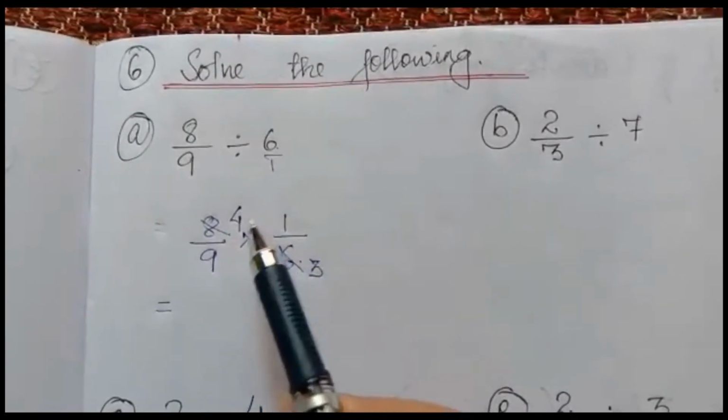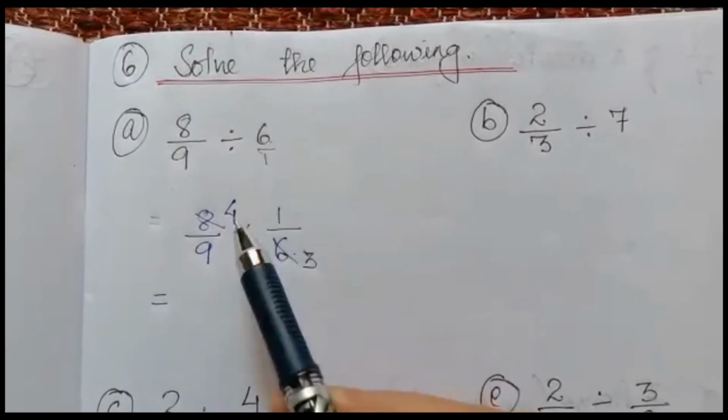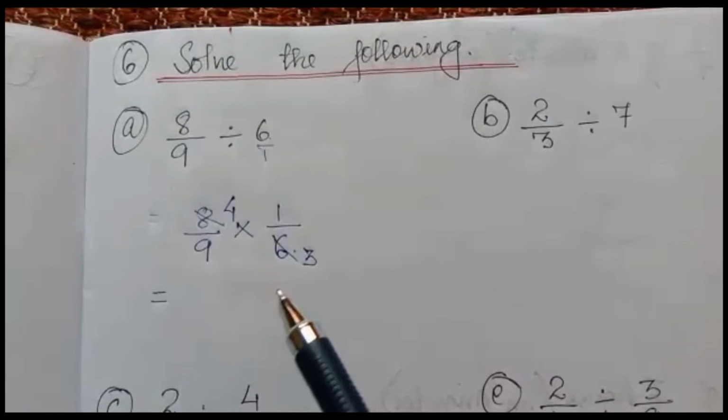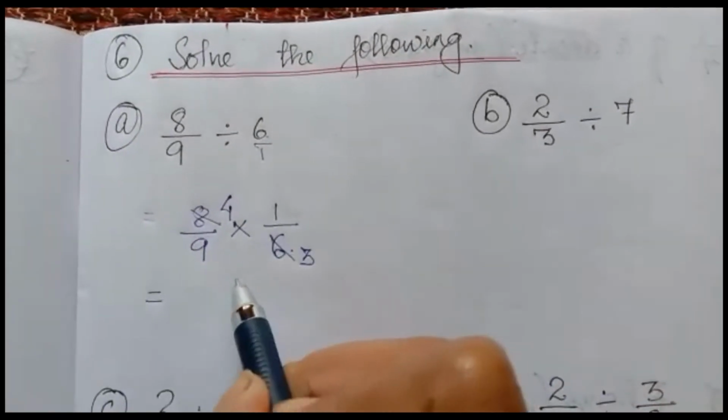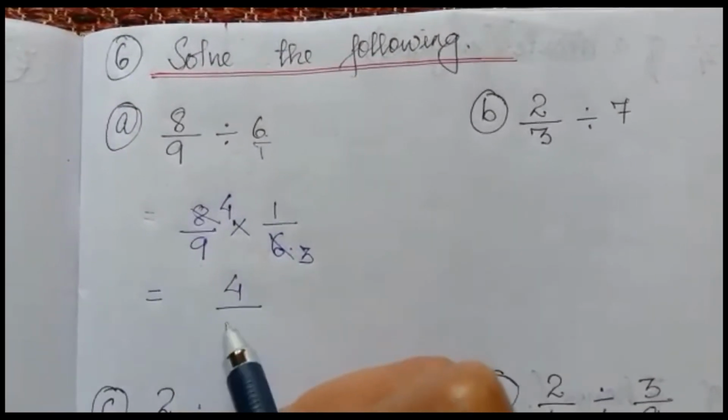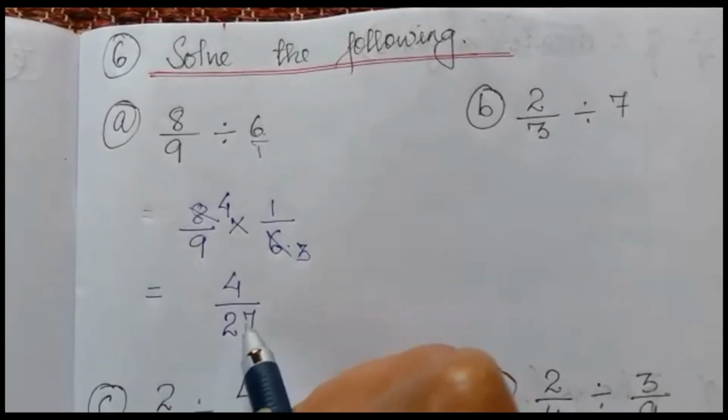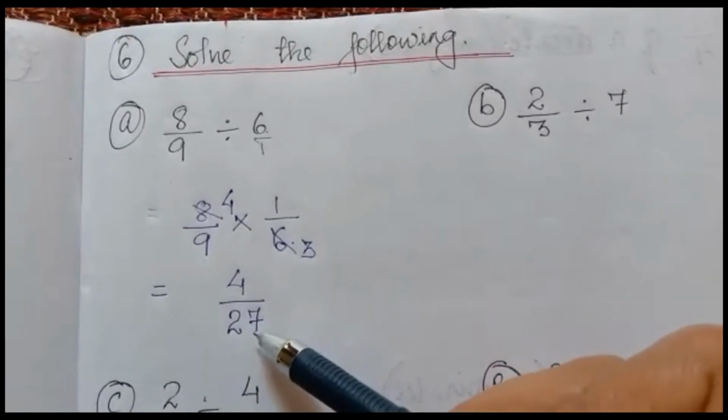Now you have to multiply numerator with numerator and denominator with denominator. So 4 into 1 is 4, 9 3s are 27. So answer is 4 by 27.